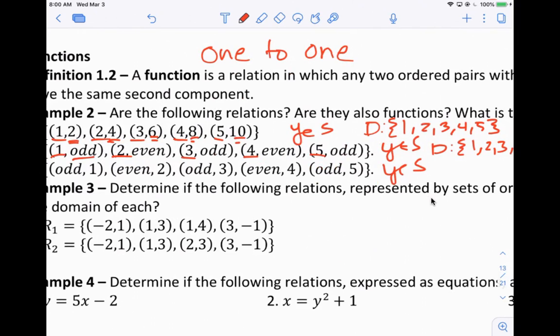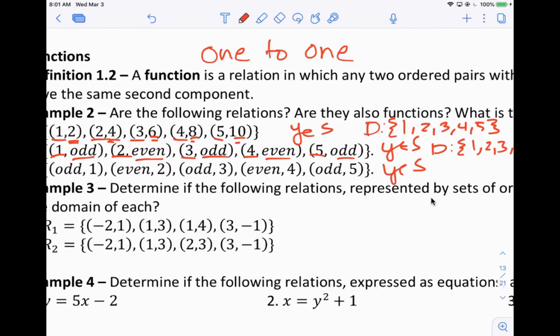All right, what happens? 1 goes to odd, 2 goes to even, 3 goes to odd, 4 goes to even, and 5 goes to odd. So is this a function? You may hesitate to say yes because we see a bunch going to the same place. 1 goes to odd, but 3 also goes to odd, and 5 also goes to odd. So you'd think, no, this can't be a function. They're all going to the same place. But for every domain value, there's a unique output.